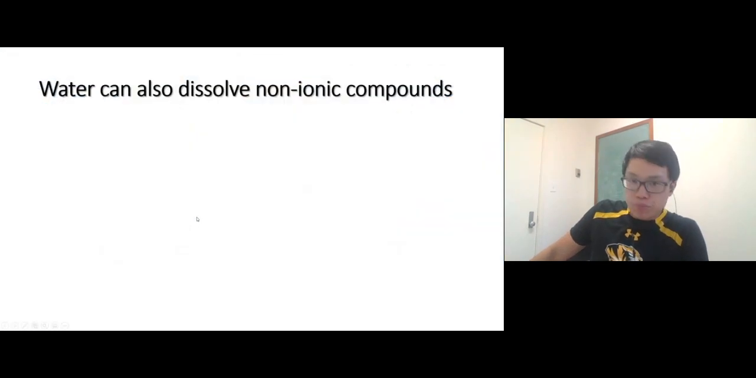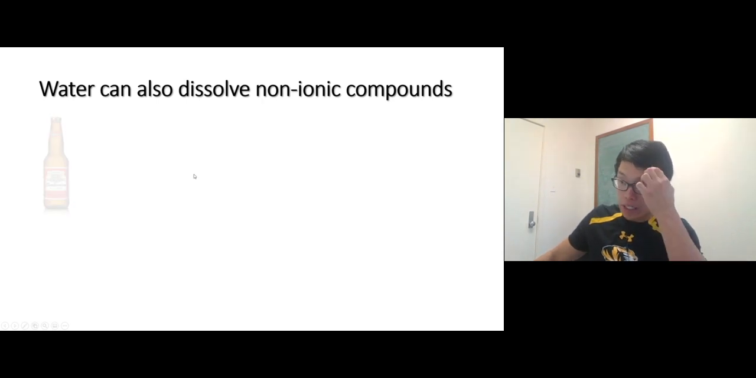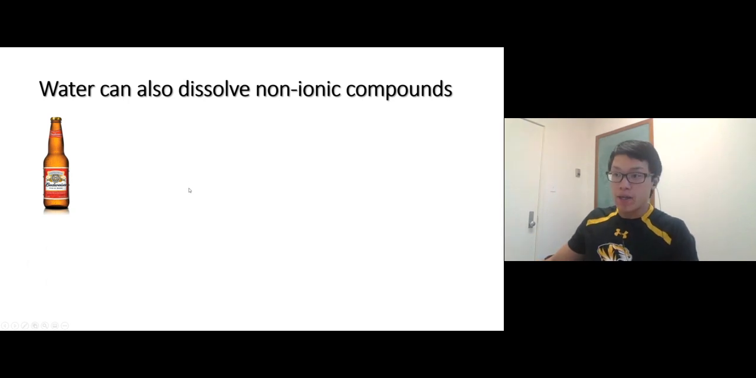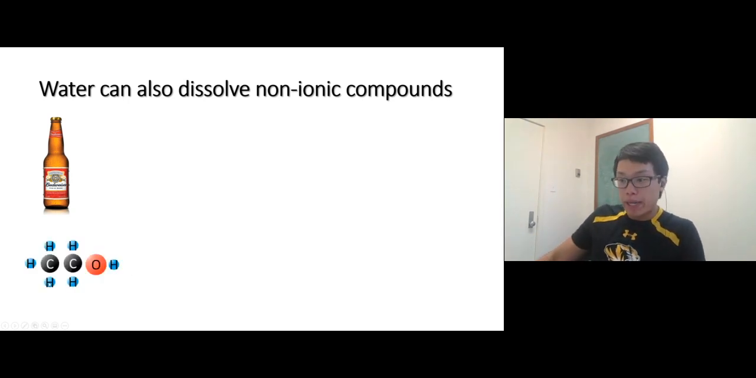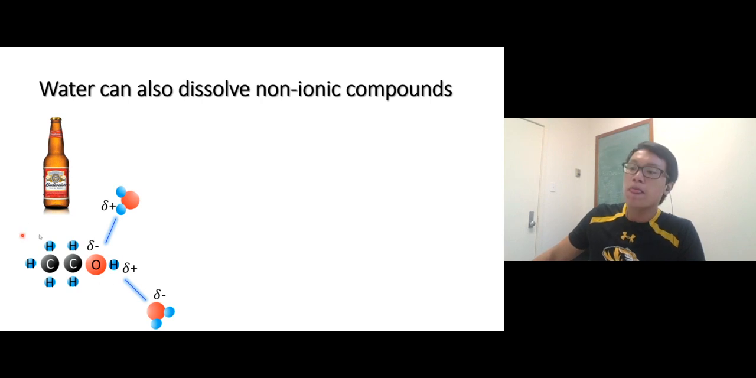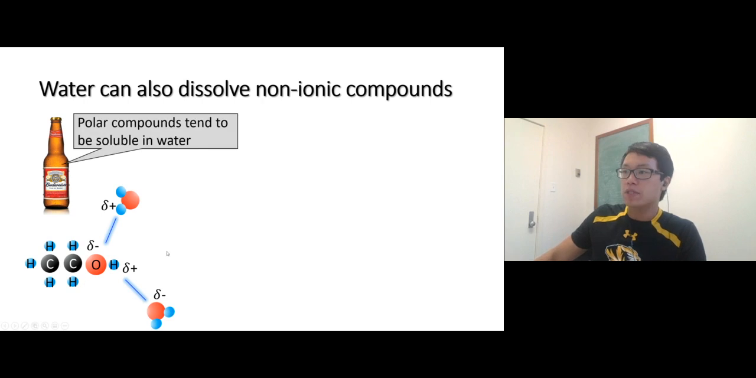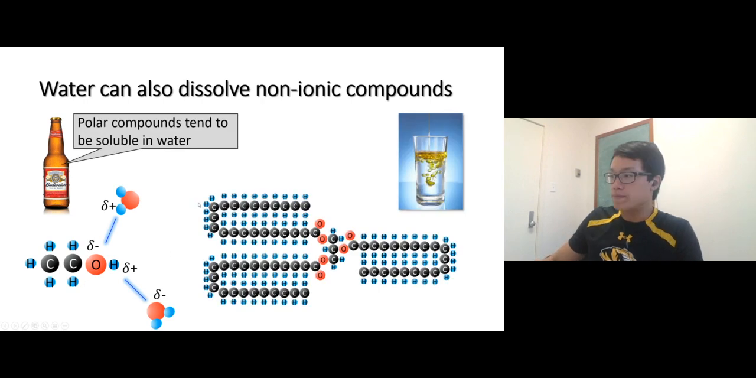Water can dissolve non-ionic compounds as well, not just the ionic compounds we saw like sodium chloride earlier. For example, you drink beer. The main component of beer, besides water of course, is ethanol. Ethanol is polar, with partial negative on oxygen and partial positive on hydrogen. Water can surround it the same way, using the opposite charge, and stabilize, solvate, or dissolve it. You can use any word there. Polar compounds tend to be soluble in water.